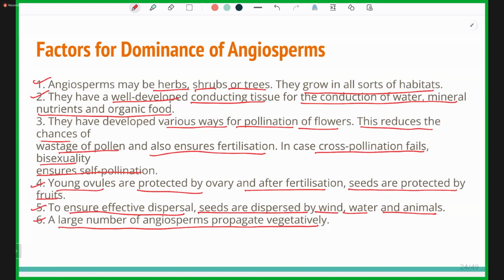That is the main reason why gymnosperms couldn't spread over the whole area. Whenever there is no wind, how will pollination in gymnosperms take place? But in the case of angiosperms, pollination is ensured in various ways. It can be with the help of wind, some animal, humans, or any other way by which pollination can take place. Now, a large number of angiosperms propagate vegetatively.